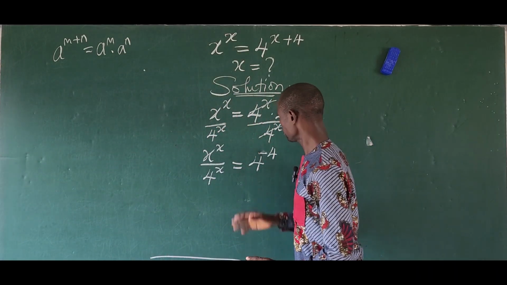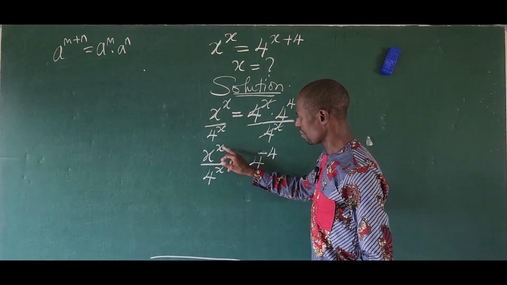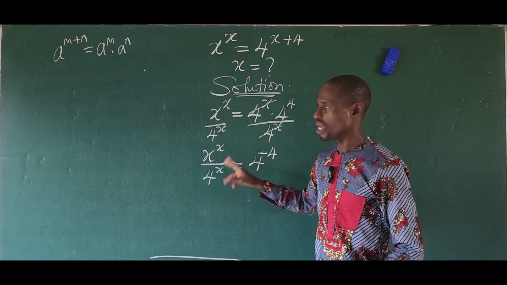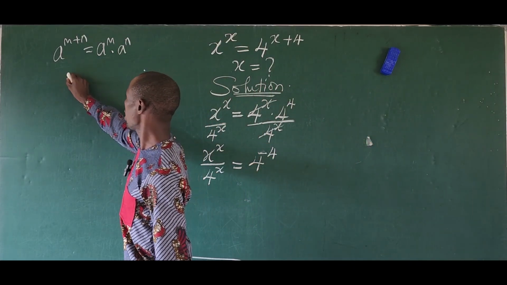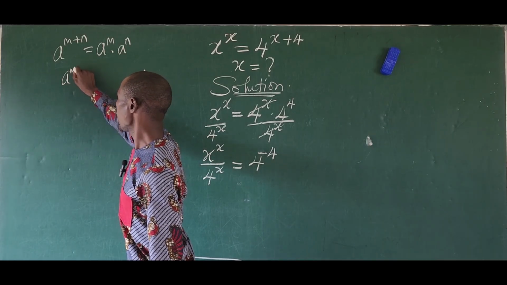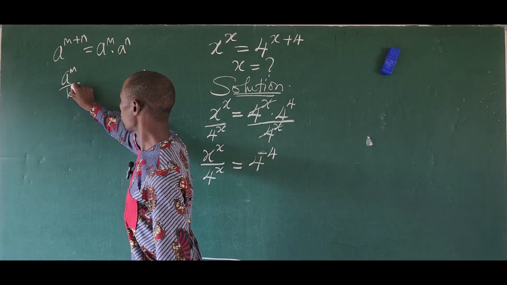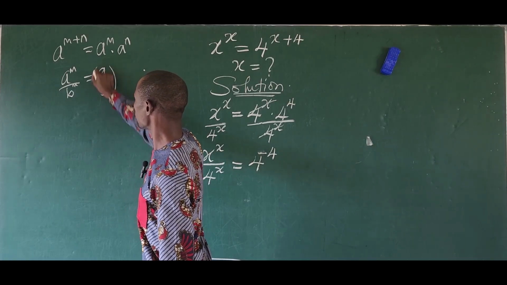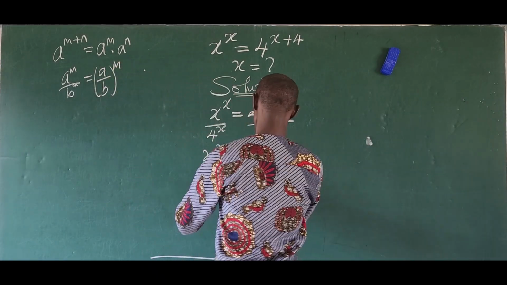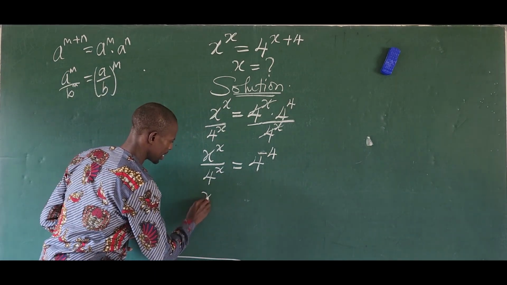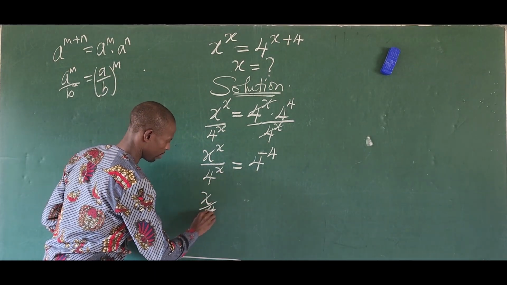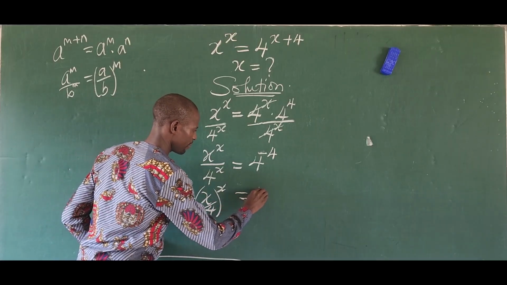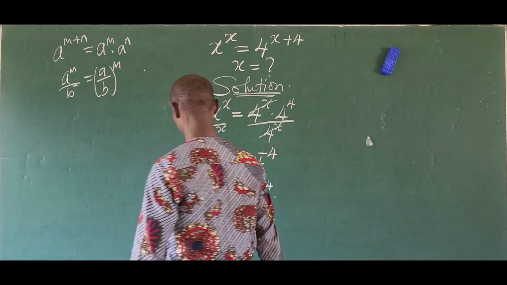Okay, now see what we now have here. We are having x to the power of x and 4 to the power of x at the bottom. So we succumb to a law which says that when you have a to the power of m all over b to the power of m, this is same thing as a all over b all raised to the power of m. And so we can rewrite this side to give us x all over 4 all raised to x here equal to, we are having 4 to the power of 4.